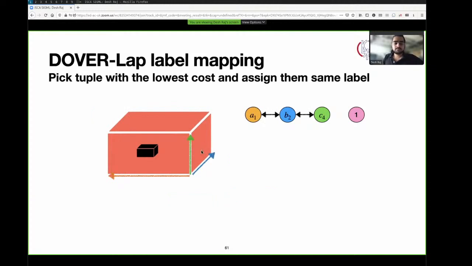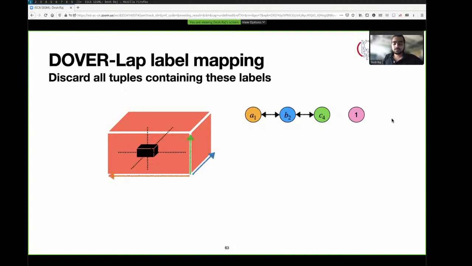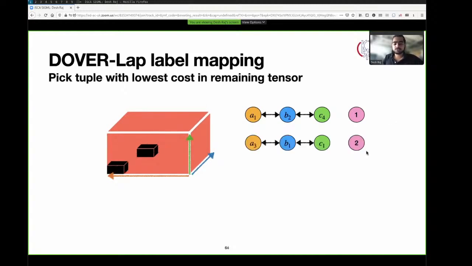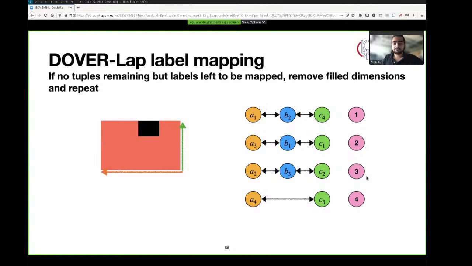Once we have this tensor, we pick the tuple with the lowest cost and assign it a speaker. Suppose this tuple here had the lowest cost and it corresponded to A1, B2, C4. We pick this and we assign all of them the label 1. So now in A, B, and C, A1, B2, and C4 are replaced with 1. We then pick the tuple with the second lowest cost and assign it 2. And we keep doing this until there are no tuples remaining. Finally, we have this mapping from tuples to these new identities, which is what we wanted in the label mapping. And the good part here is that since the tuple costs take into account all the hypotheses at once, we solved the problem of it being a very greedy algorithm where you had to pick pairs at a time.